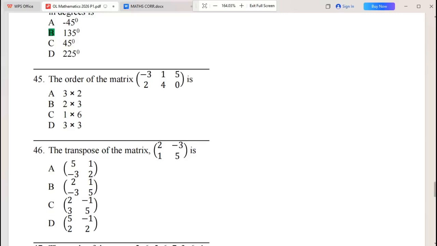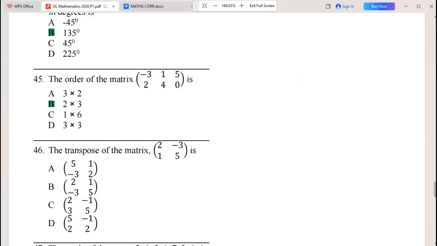Question 45. The order of the matrix this is. The order of a matrix is in the format rows times columns. These are the rows here and these are the columns. We have 2 rows and we have 3 columns. So that is 2 times 3, which is B.